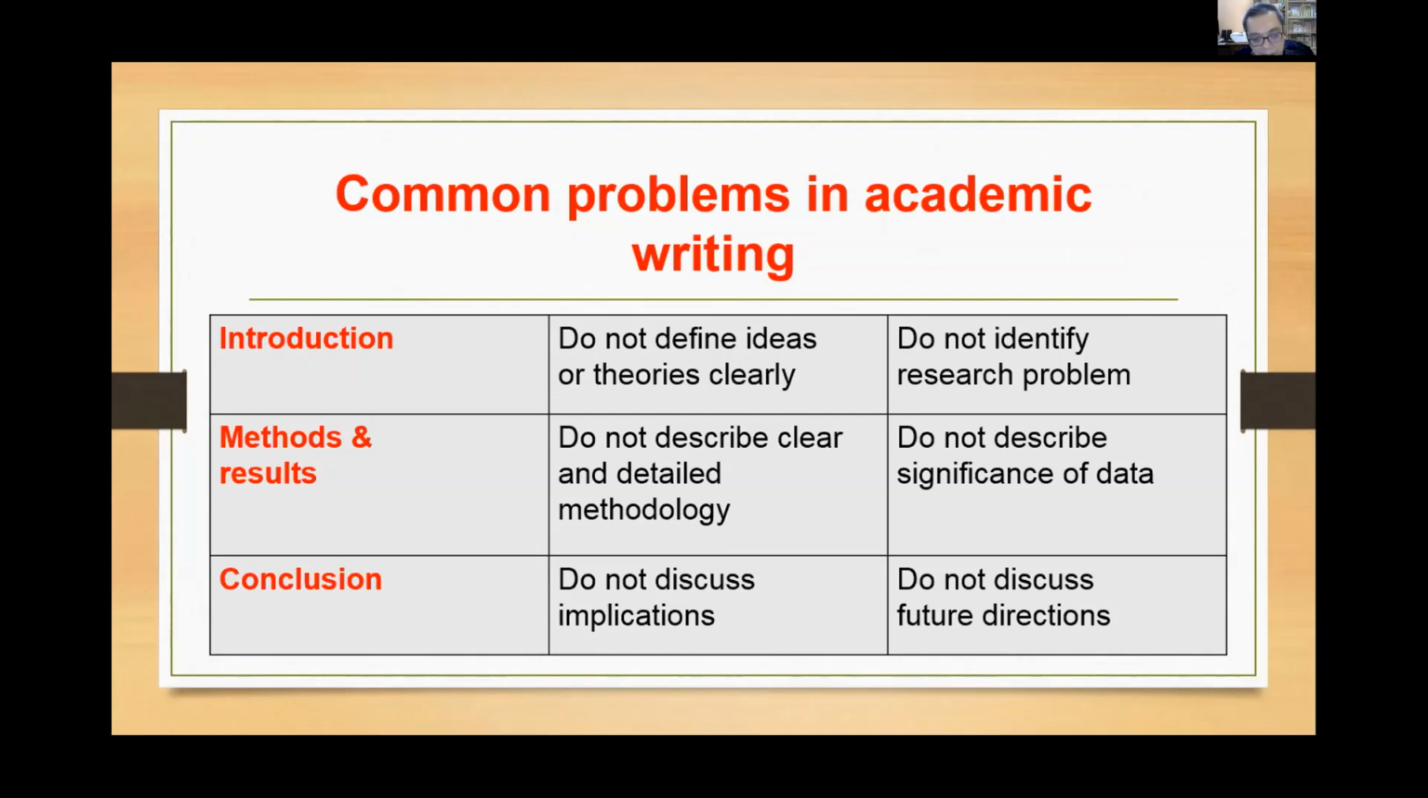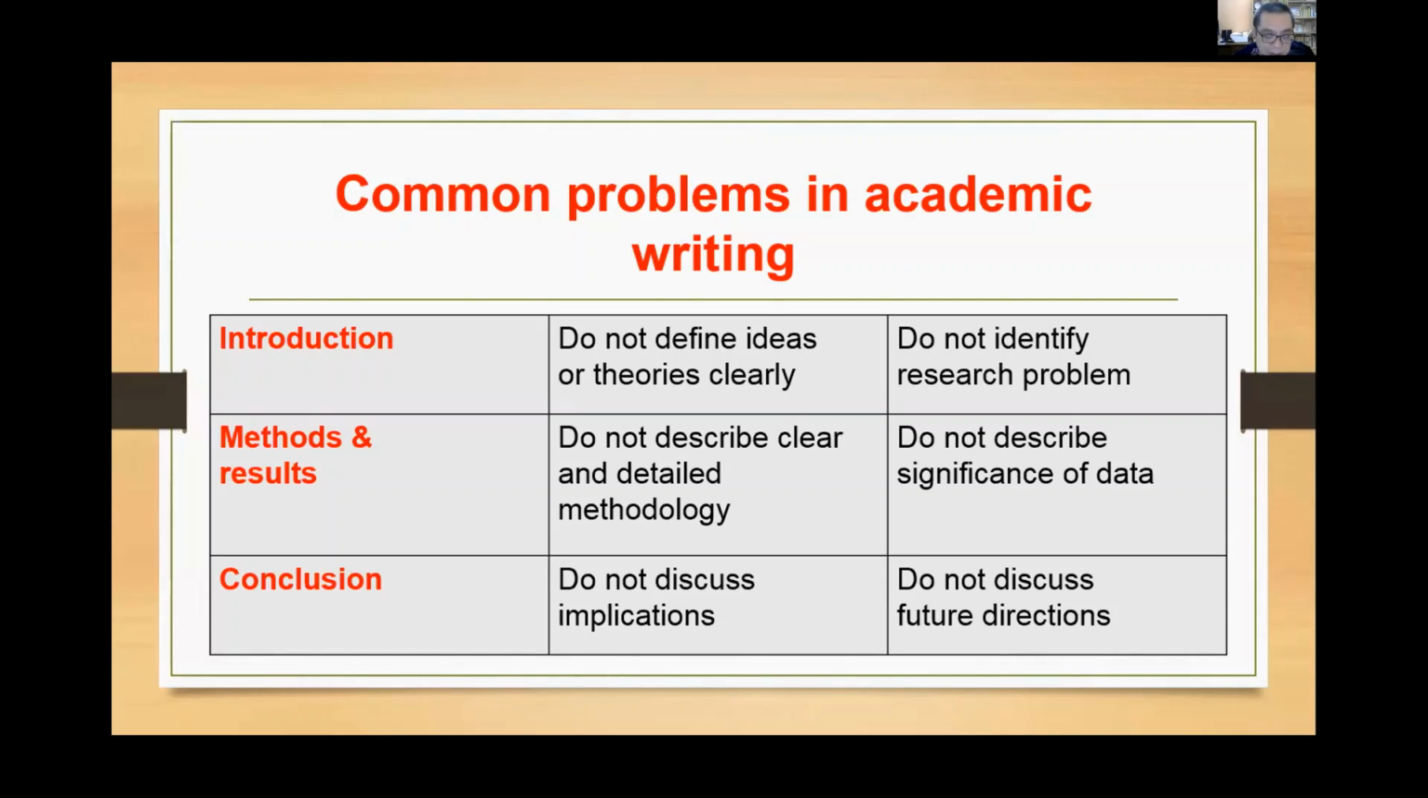One mistake people make is that they do not discuss the implication. That's a very common thing that happens to most of the students who write a paper. They do not discuss the implication they have found from their findings. Also, a lot of people forget to tell others what kind of future direction can be pursued. I mean, what will this lead to?